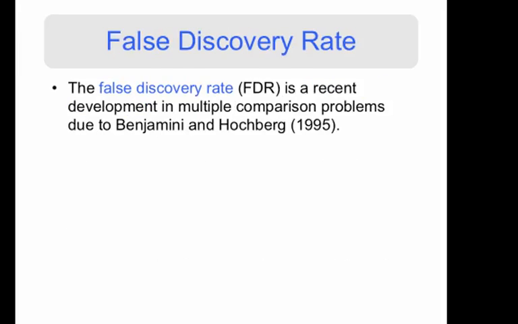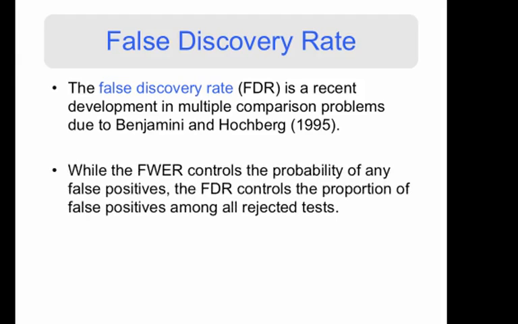The false discovery rate is an alternative to the family-wise error rate, and it's a recent development in the multiple comparison problems literature, due to Benjamini and Hochberg, from 1995. While the family-wise error rate controls the probability of any false positives, the false discovery rate controls the proportion of false positives among all rejected tests.